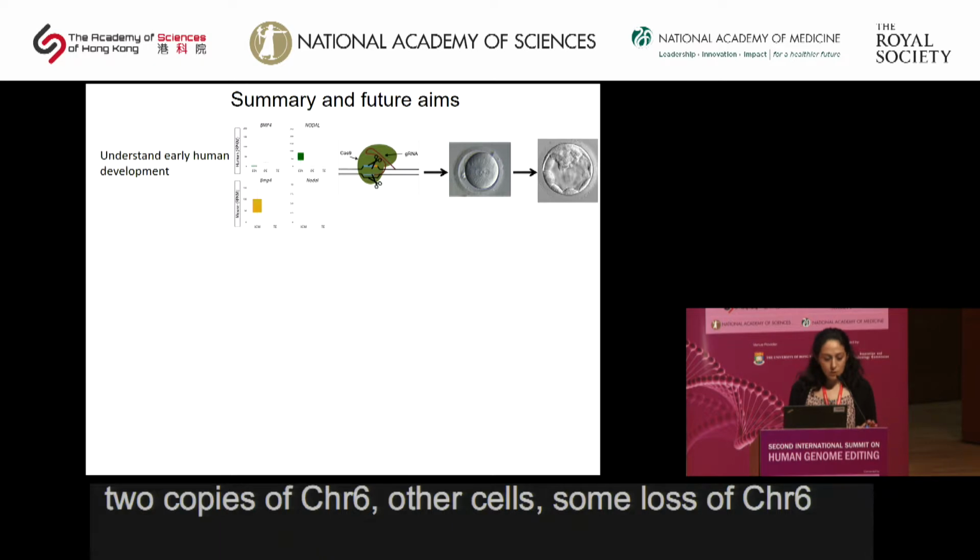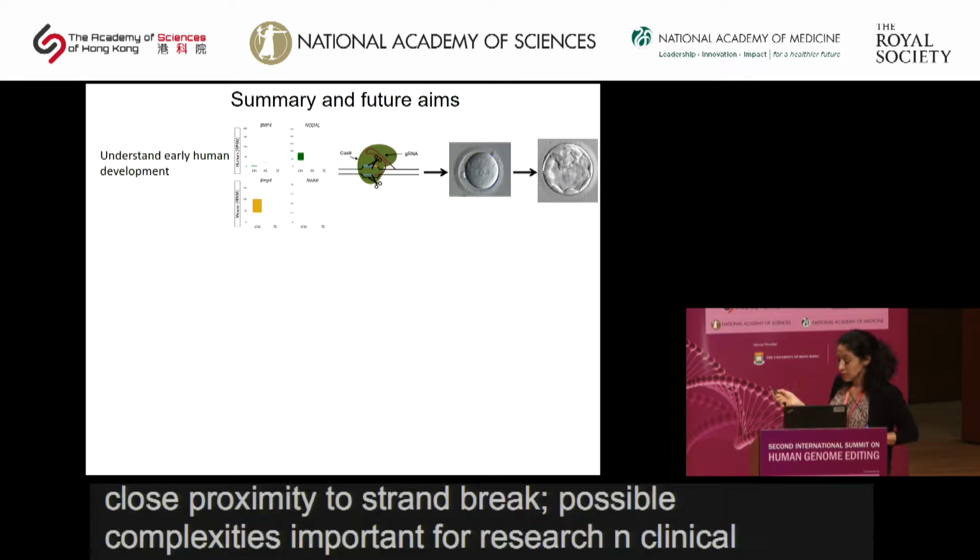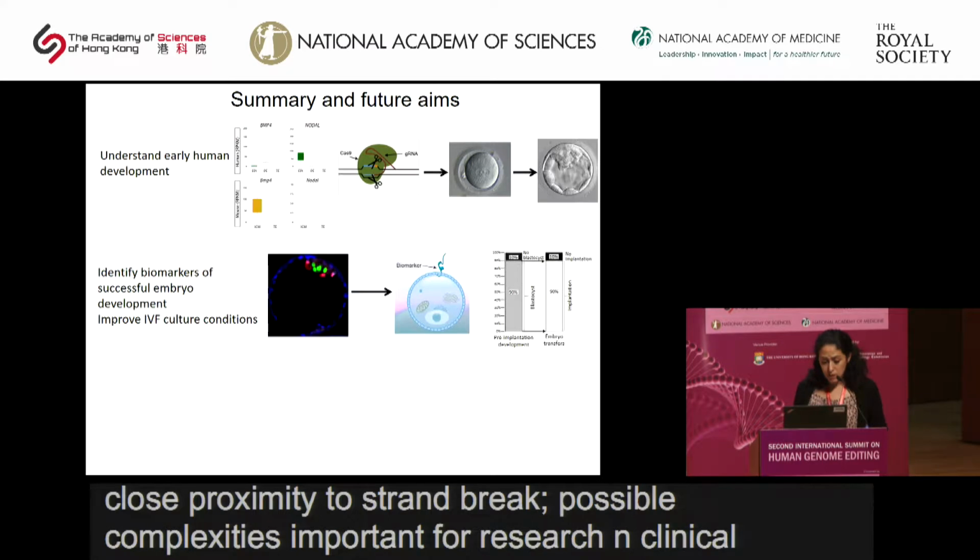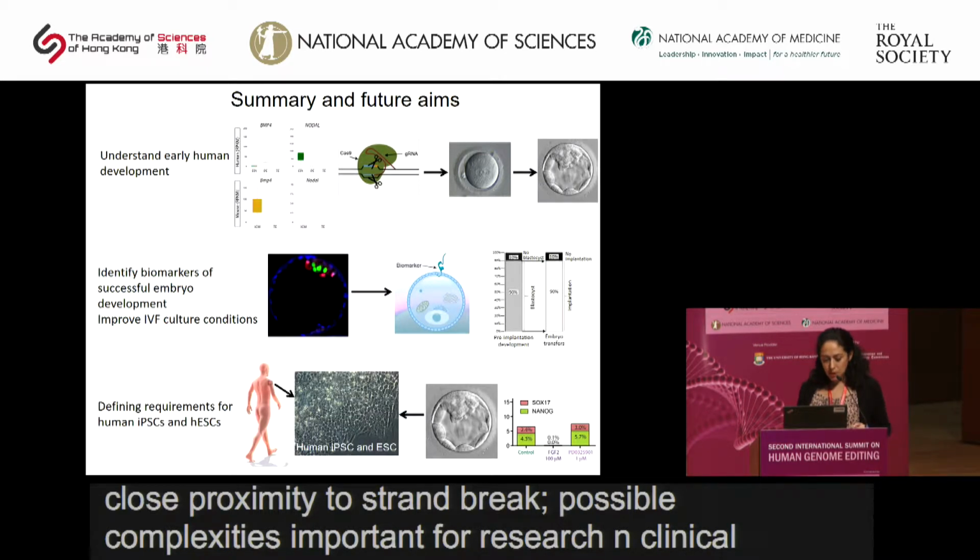So just in summary and in terms of our future aims, we're interested in understanding early human development. We're using novel technologies such as CRISPR-Cas9 to understand gene function in human embryos. We'd like to use this information ultimately to identify potential biomarkers of successfully developing human embryos and improve IVF culture conditions. And we'd also like to use this knowledge to define requirements for human induced pluripotent stem cells and human embryonic stem cells.